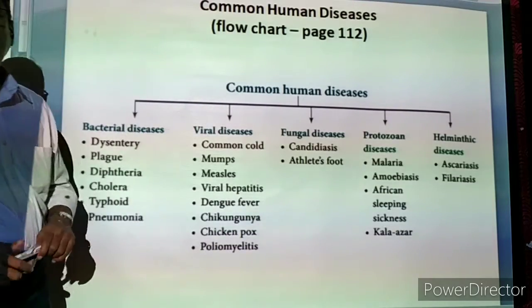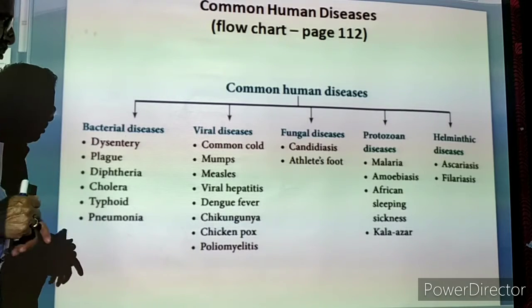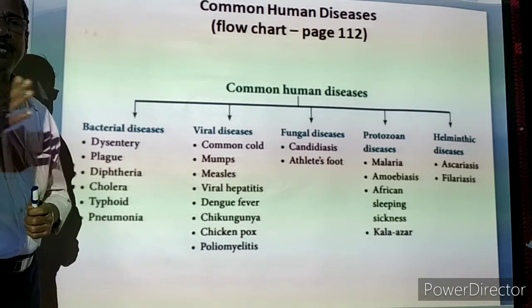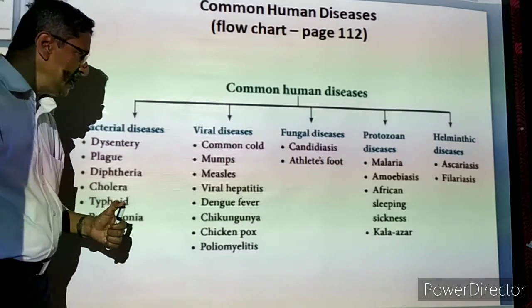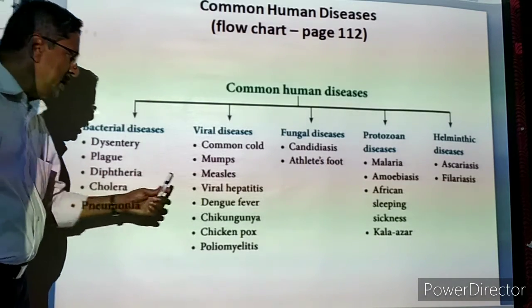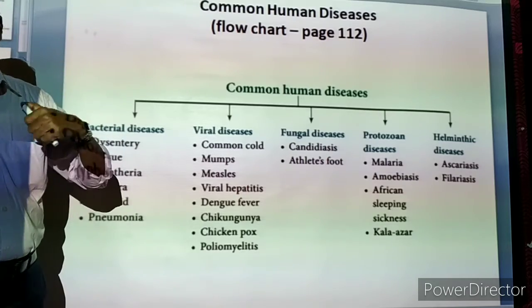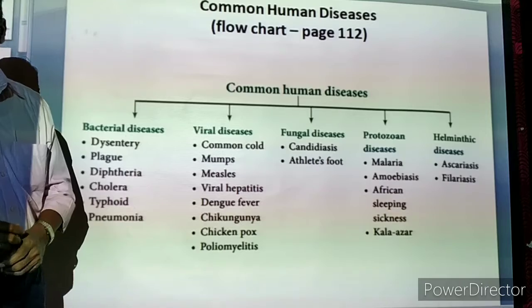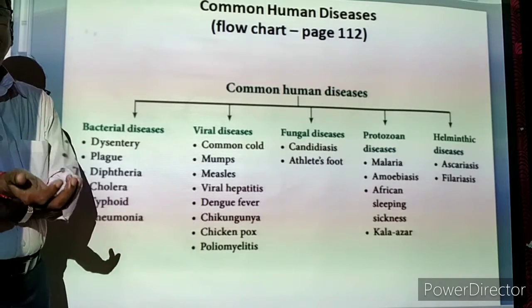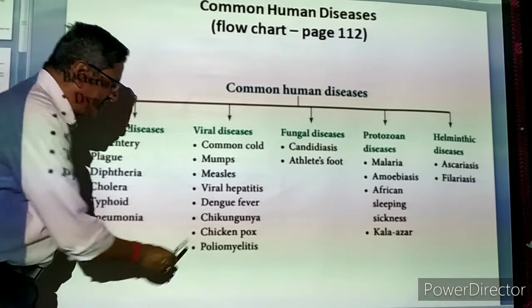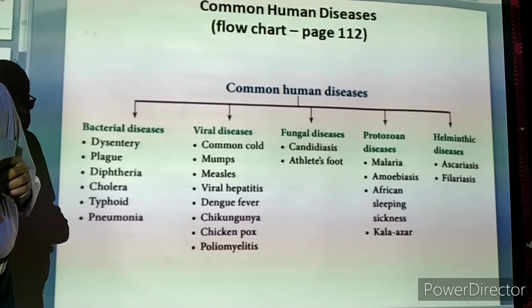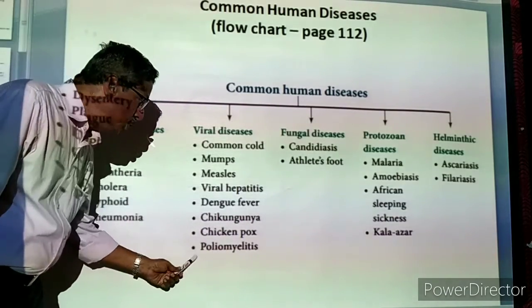Dengue fever, already very famous a few years ago. Everywhere it was spreading due to mosquito bite. The mosquito is not causing it; the mosquito is a mode of transfer. Dengue fever affects the blood, the cells, everything. Chikungunya. Chikungunya means the bone joints will be infected. Chickenpox. Over the skin, blisters will be formed. That is chickenpox, very common.